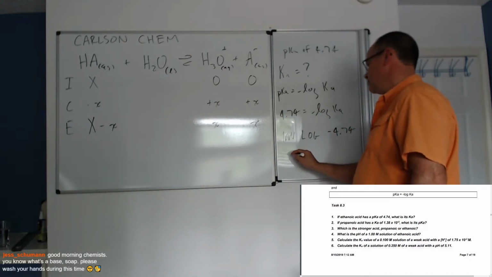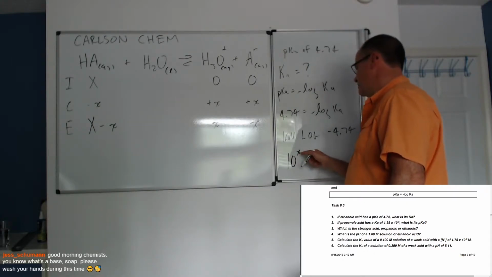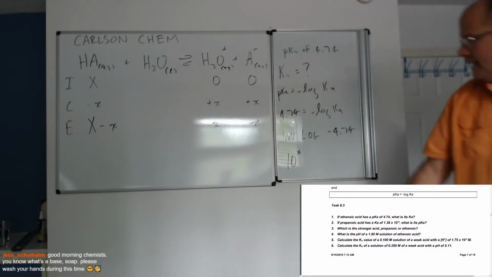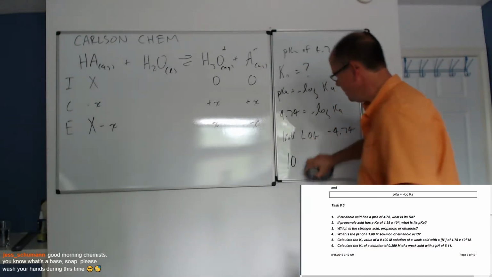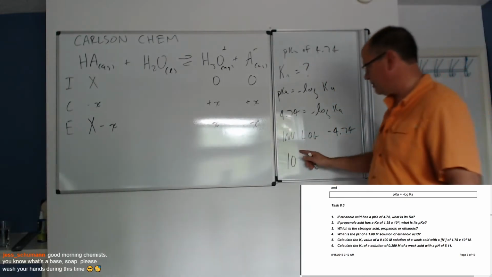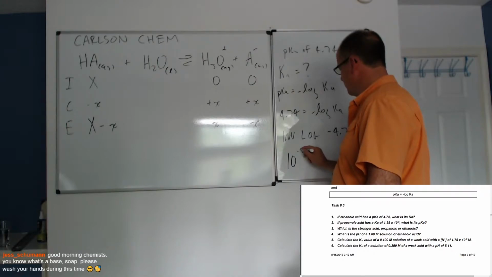What that looks like on your screen is going to be 10, and then where the x is, once you see that 10 and the flashing x, you're going to type in negative 4.74.